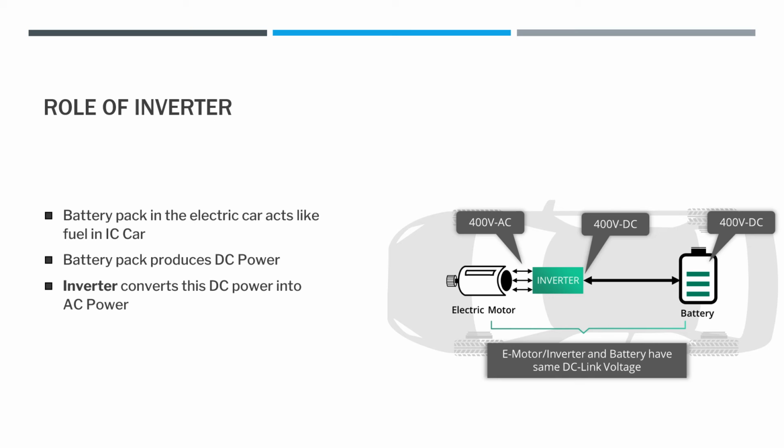The role of an inverter. The battery pack in the electric car acts like the fuel in the IC car. The battery pack produces DC power. The inverter converts this DC power into AC power.